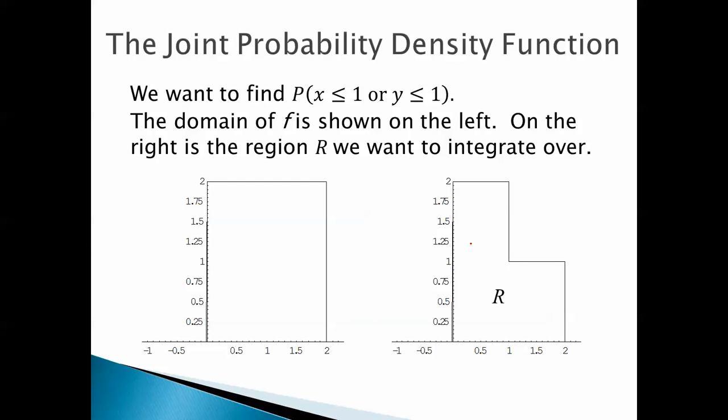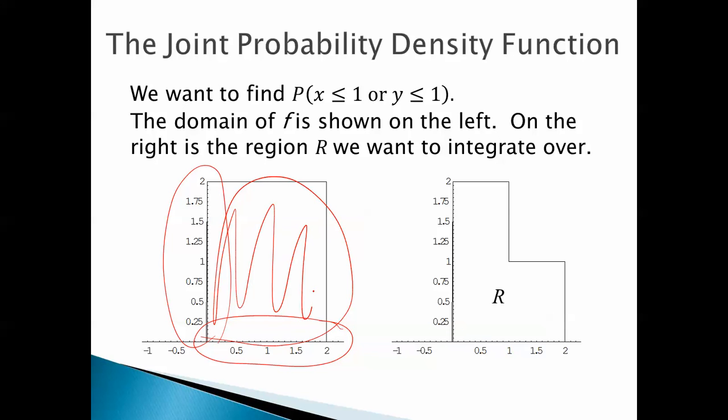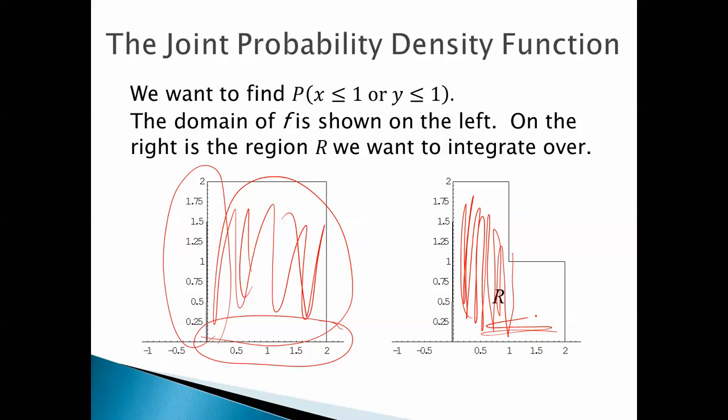This is the domain of f shown on the left. Again, x ranges from 0 to 2, y ranges from 0 to 2. So this whole region here, that's what we're looking at. On the right is the region we want to integrate over. This is the probability that y is less than or equal to 1 or x is less than or equal to 1. For example, the probability x is less than or equal to 1, that's all of this stuff over here. And the probability that y is less than or equal to 1, that's all of this stuff over here. And of course, this is the probability x and y are both less than 1.